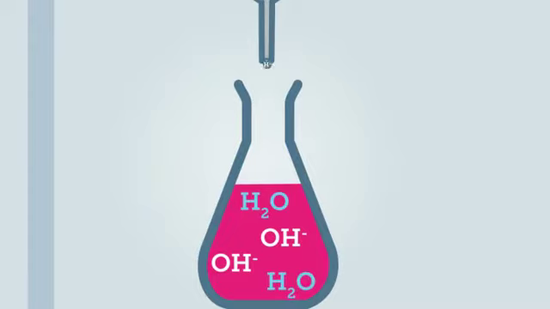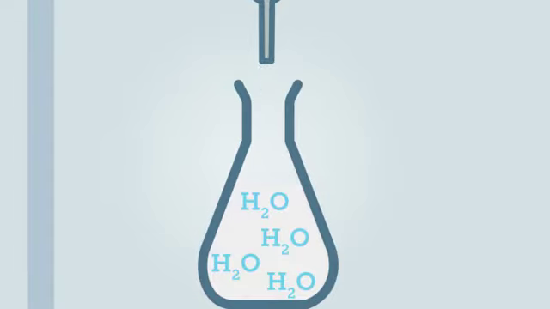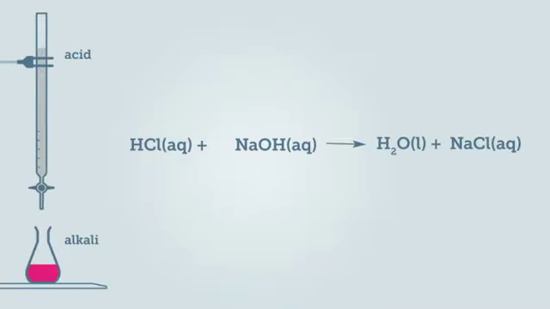The end of the titration is when all of the alkali has reacted. At this point, the pH is neutral. We use an indicator compound which changes color when the point of neutralization is reached. In this example, the balanced equation shows that 1 mole of hydrochloric acid reacts with 1 mole of sodium hydroxide.